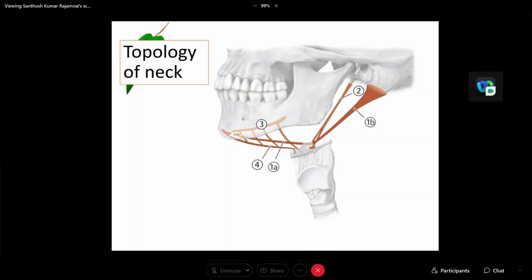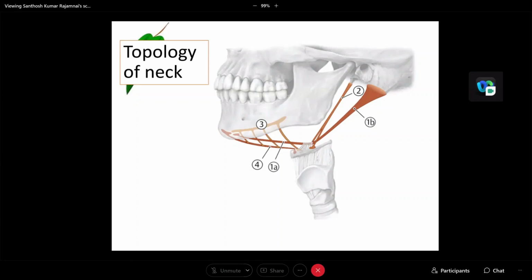And the number 2 you are seeing is the stylohyoid muscle, which is taking origin from the styloid process and taking insertion to the lesser horn of the hyoid bone. And the number 3 you are seeing is the mylohyoid muscle, which has a U-shaped origin along the undersurface of the mandible. So this is a very brief recap, right?